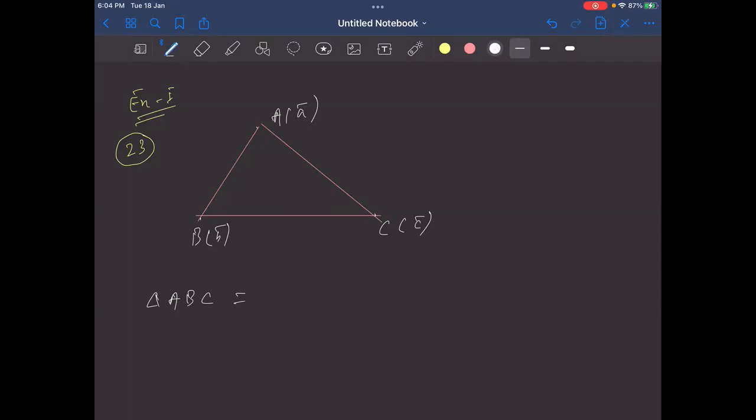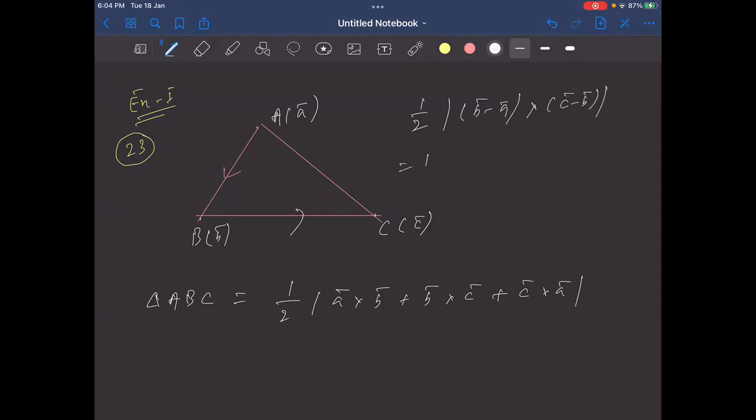Half into A cross B. Half into A cross B plus B cross. It's cyclic, is it? ये एरिया बोलो. कोई भी दो साइड्स के along का वेक्टर का क्रॉस लोगे तो आ जाएगा ना. What do we do? We take the cross of these two. Half into what? Mod of B minus A cross C minus B. We are doing. What do we get?